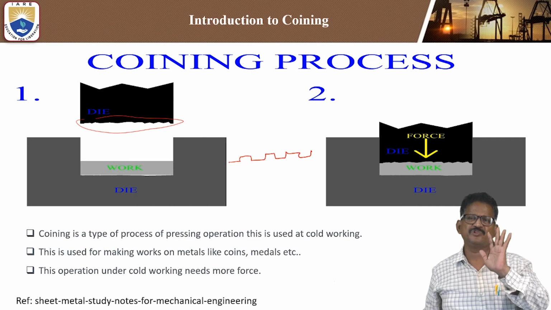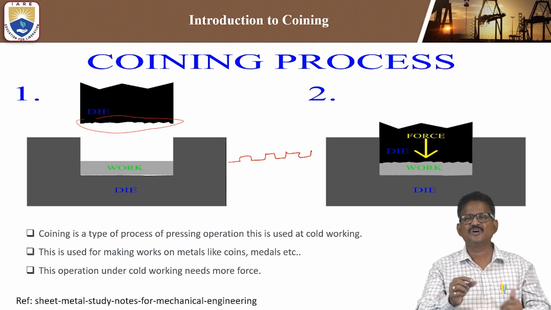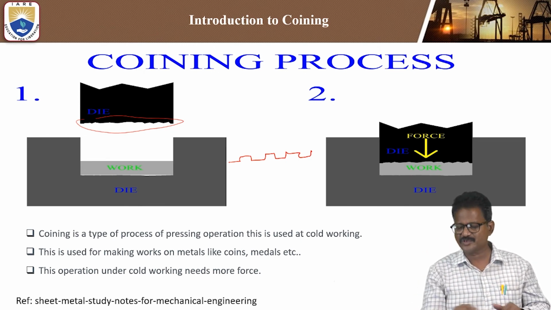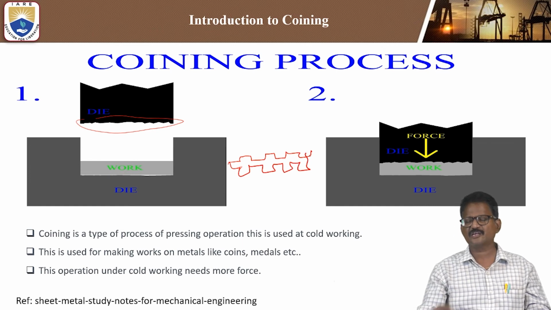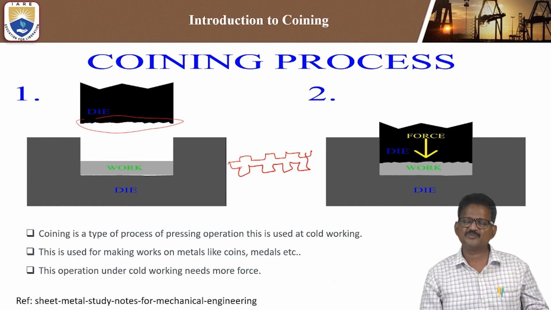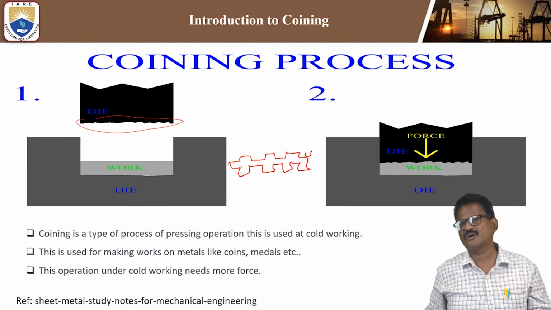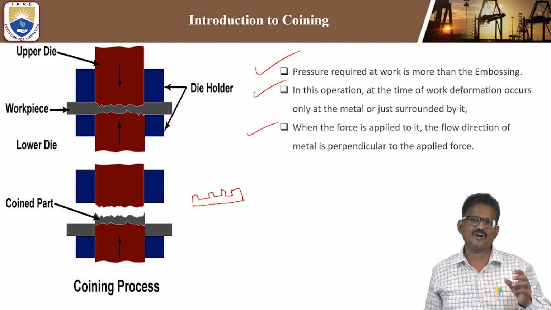Majorly, the simple thing is there will be a lower die, an upper die and a workpiece. Depending on the shape of the lower and upper dies, we can produce one component like this, and another component like that. This is coining. Obviously, high pressure is required to form medals, gold medals and coins, and this is the simple basic principle involved in coining.